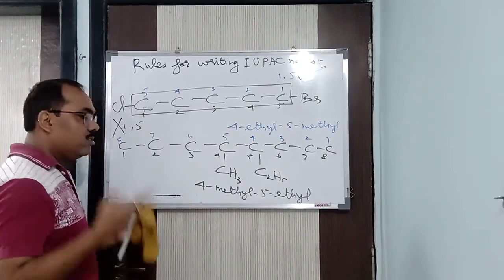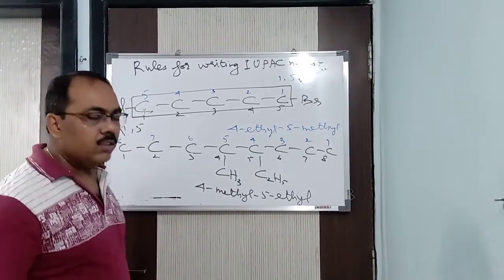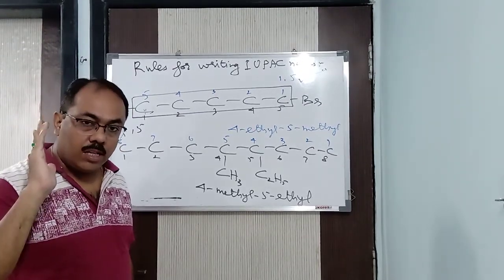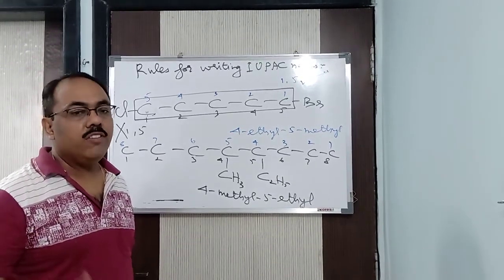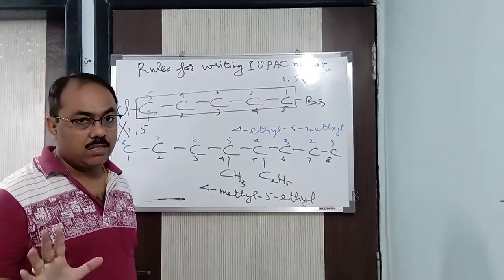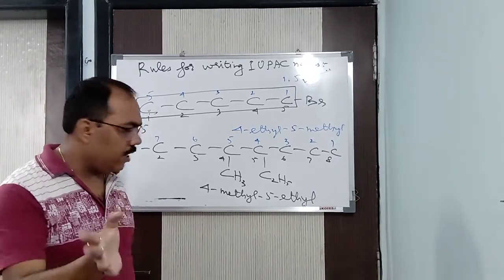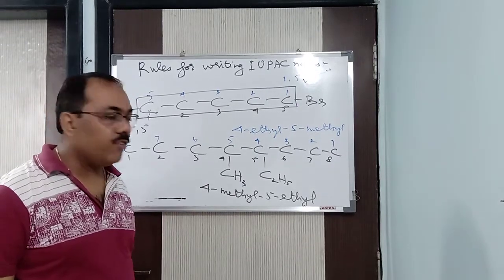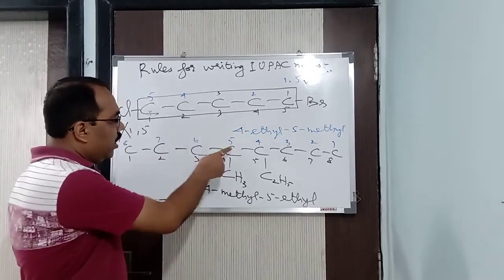Then what will I do? Same locants, so alphabetical order. What the rule says, listen carefully, if the alkyl groups are at the same position from either end, then we will give preference to alphabetical order. Again I repeat, if the alkyl group is placed at the same position from either end, 4, 5, 4, 5, then we'll give preference to alphabetical order. Alphabetical order, which one comes first? Ethyl, then methyl.